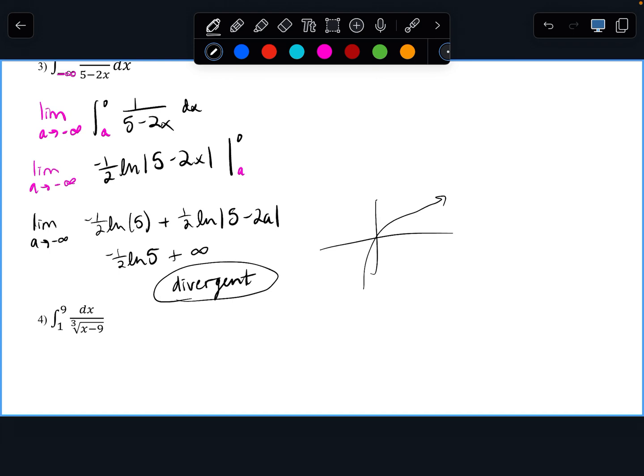If you were writing it, can you just leave the limit and then skip? Yeah, I honestly wouldn't even write this step. I would just go divergent.